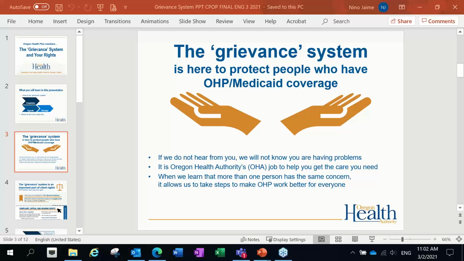The reason for the grievance system, as an agency, is that if we do not hear from you or we do not get complaints or appeals or hearings requests, we won't know that there are any issues or any problems going on. It is the Oregon Health Authority's job to help you get the care that you need. So this system allows us to make the Oregon Health Plan better.